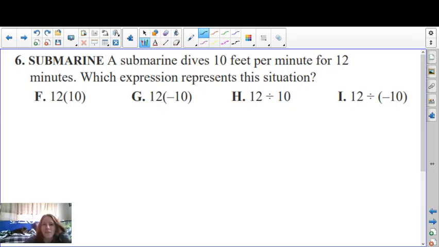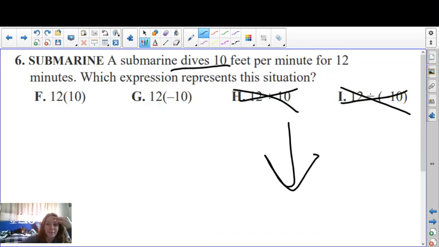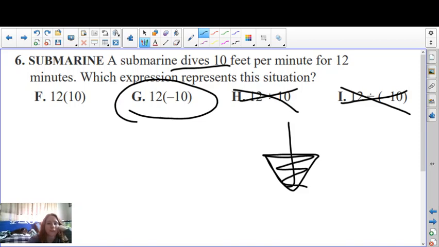A submarine dives 10 feet per minute for 12 minutes. Which expression represents the situation? If you're talking about a speed, you're not dividing, you're getting bigger. Division gets smaller, so we can instantly throw those two out. Now my choice is between 12 times 10 and 12 times negative 10. Well, if he's diving, he's decreasing, we're going downward. So I want to go downward 10, I'm not increasing 10.